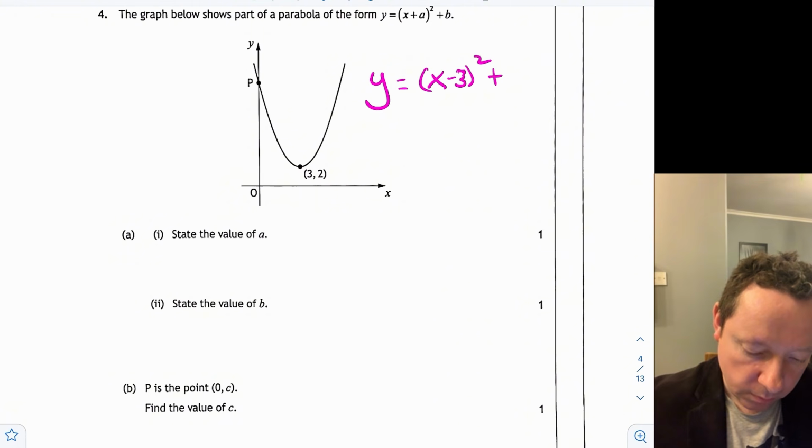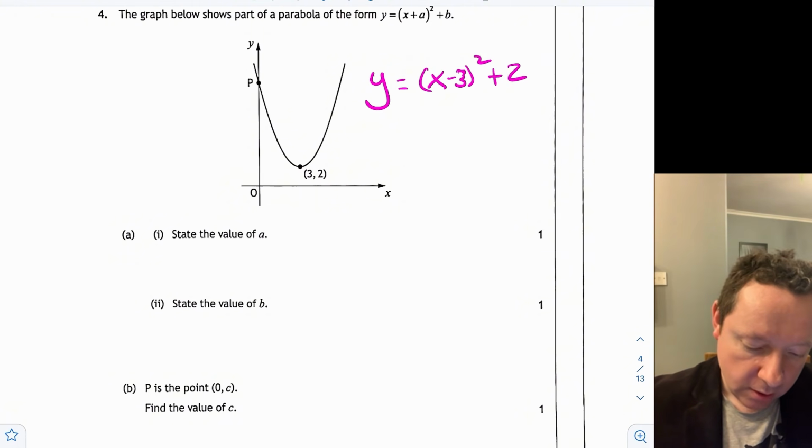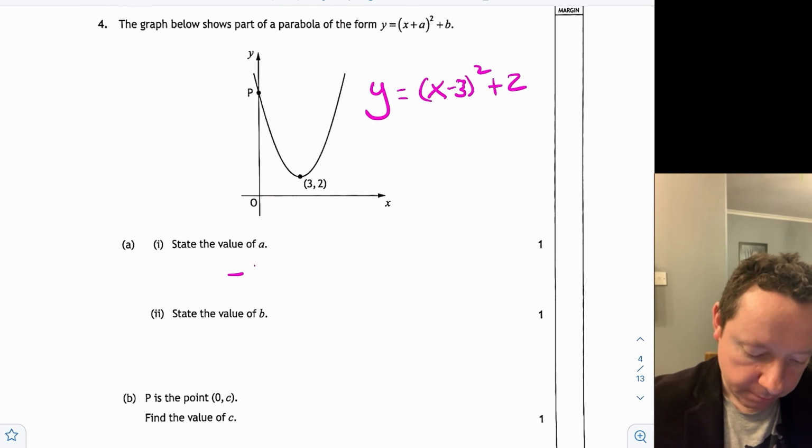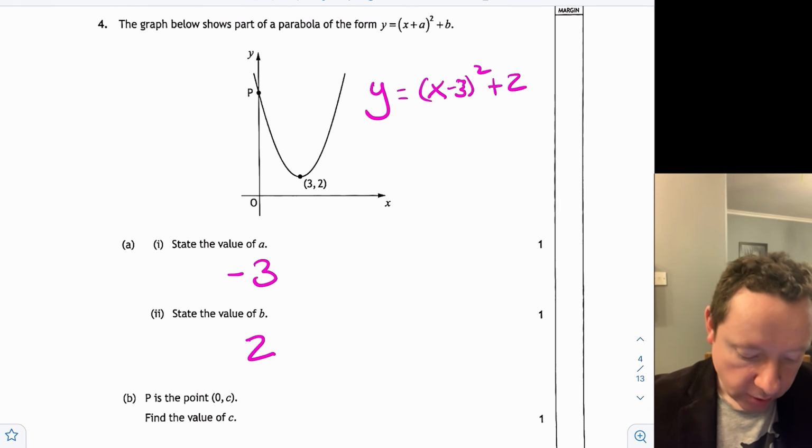So it's plus 2. So if I had it like that, our turning point would be 3, 2, which is what it is. So A is minus 3 and B is 2. It now says P is a point 0, C. Find the value of P.